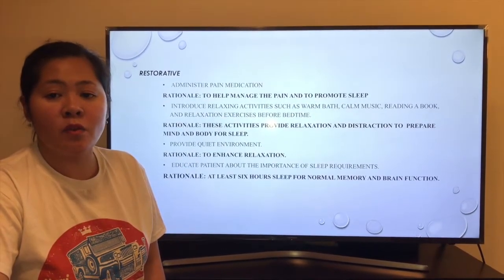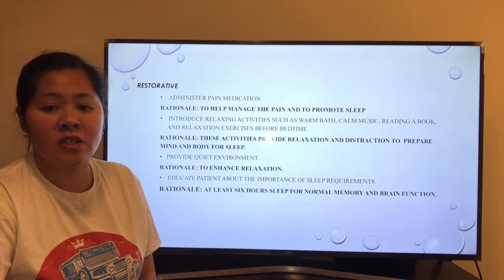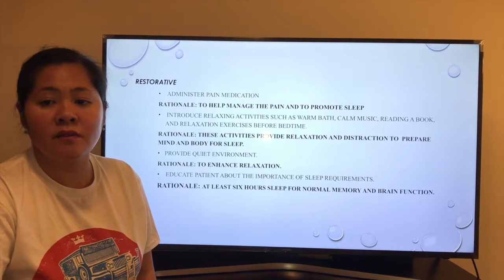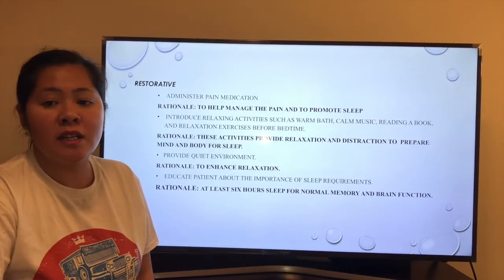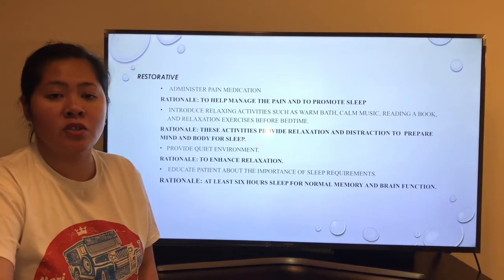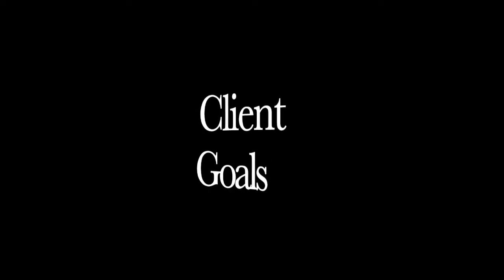Next is provide a quiet environment to enhance relaxation. Next is educate about the importance of sleep requirements. Rationale: at least 6 hours of sleep for normal memory and brain function.